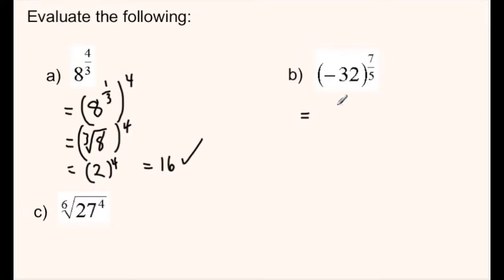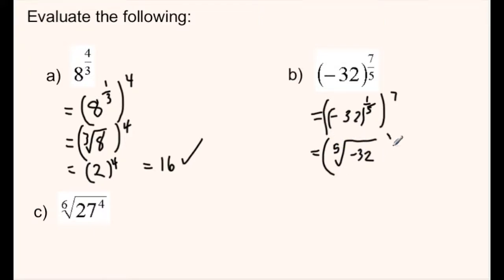Going back over here, we'll do the exact same setup. We'll rewrite this as negative 32, and then that's all to the power of 7. Rewriting as a radical, this is the 5th root of negative 32, and then that will all be to the power of 7.